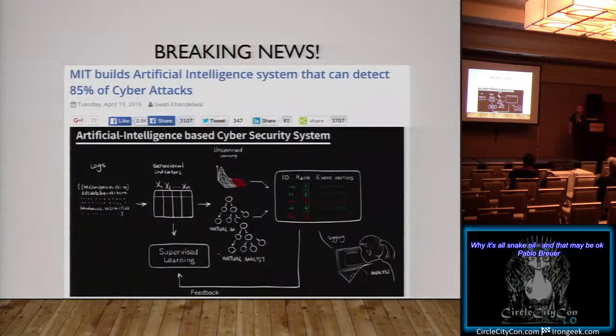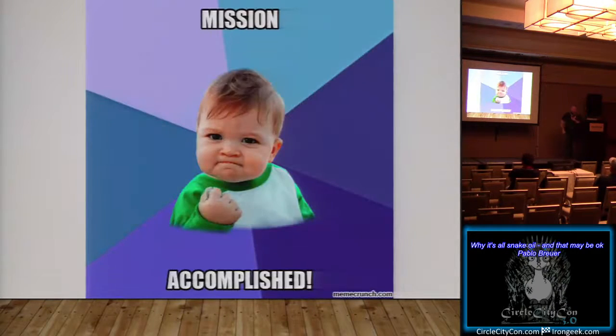Except that MIT did do it. Right? April 16 of this year, MIT builds artificial intelligence system that can detect 85% of cyber attacks. Anybody see this on Hacker News? I got like 400 emails when this thing came out. It was awesome. And I went, that's interesting. Let me read this. What assumptions did they make? Because I really don't believe we got the mission accomplished. Mostly because I need a job still, and I can't have them solving this problem.